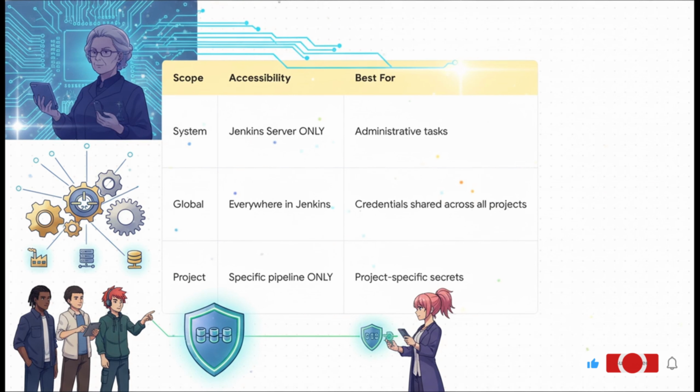So Jenkins has this concept of scopes. Think of them like different security levels. System scope is super locked down. It's only for Jenkins's internal stuff. Your build jobs can't even see it. Global is, well, it's global. It's available to every single job. But project scope is my favorite. It lets you lock down a secret so it can only be used by one specific pipeline. Perfect for keeping things isolated.